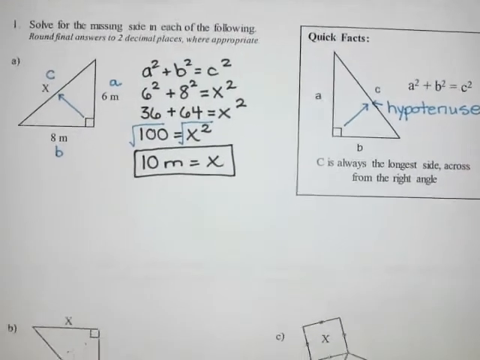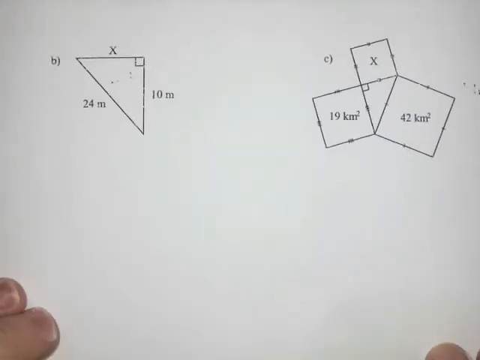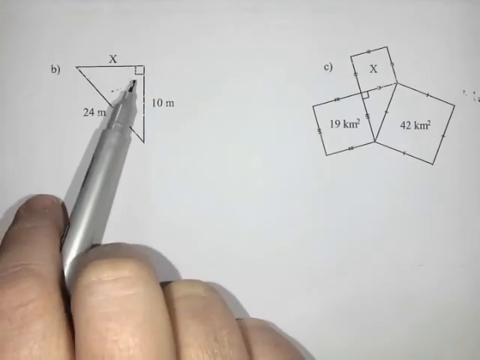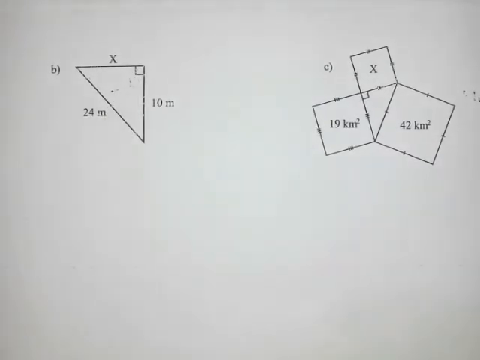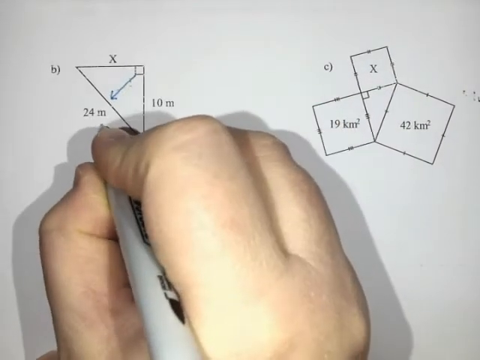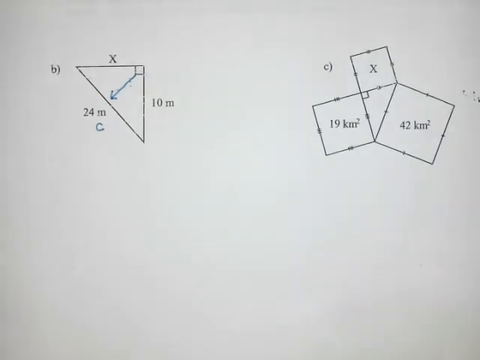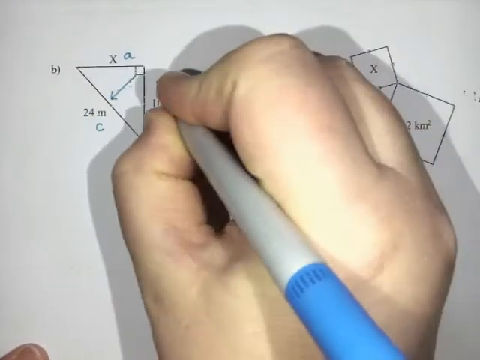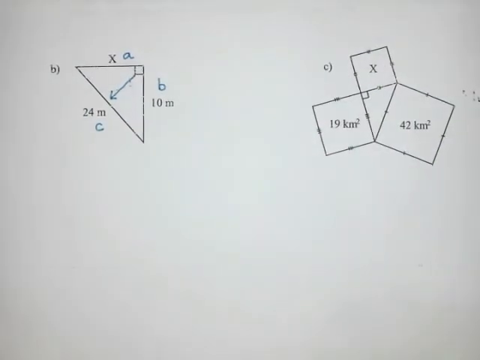In example B, same thing. First thing I'm going to do is look and see, is this a right angle triangle? And the answer is yes. Then the second thing I'm going to do is label A, B, and C. C is always the longest side directly across from that right angle. So this time, C is 24 meters instead of the unknown. Now A and B, it is your choice which one you want to call which. I'm going to let this side be A and this side be B.